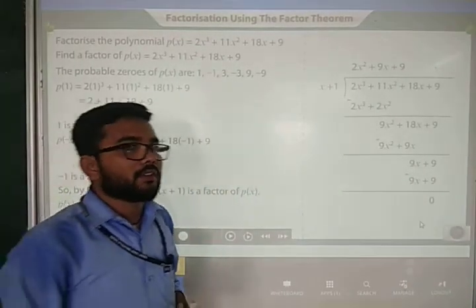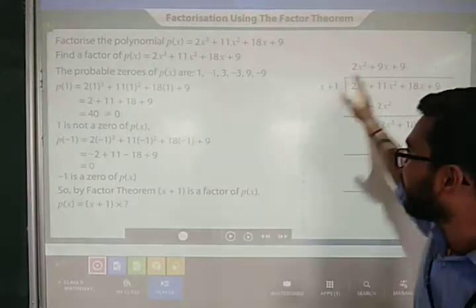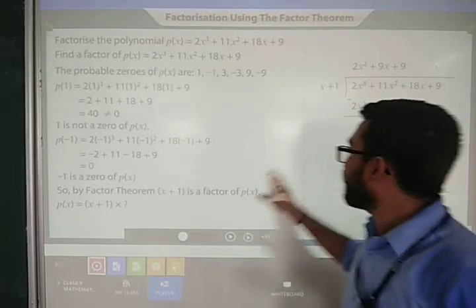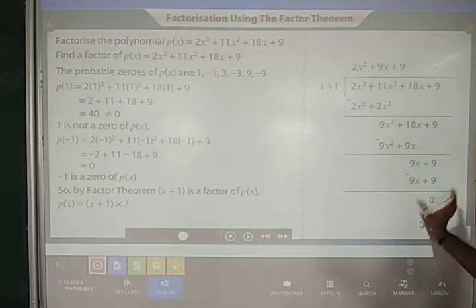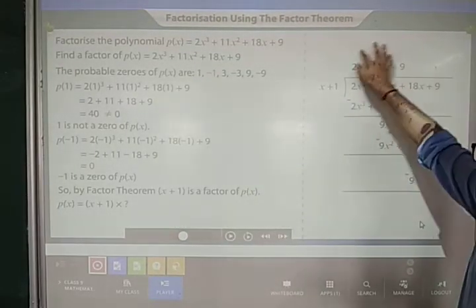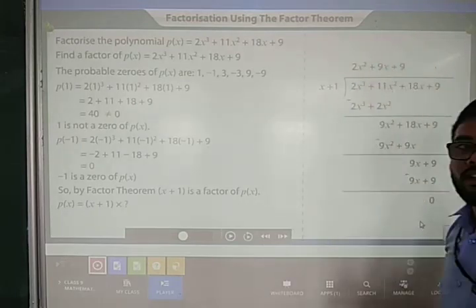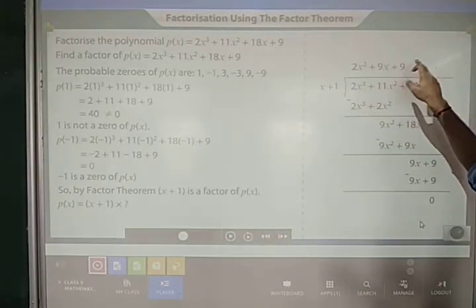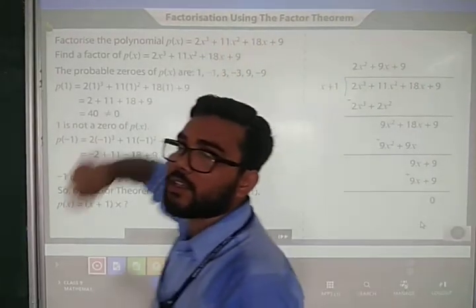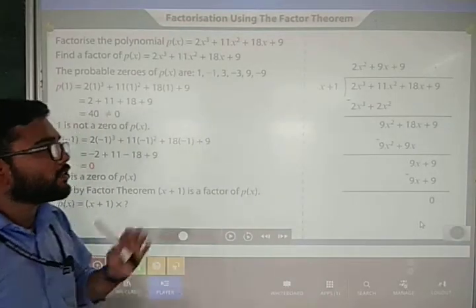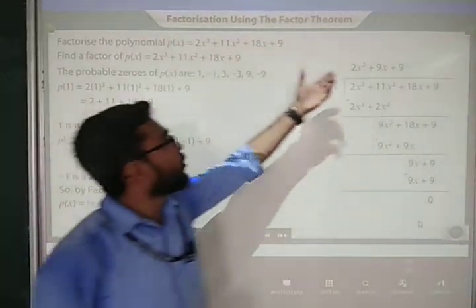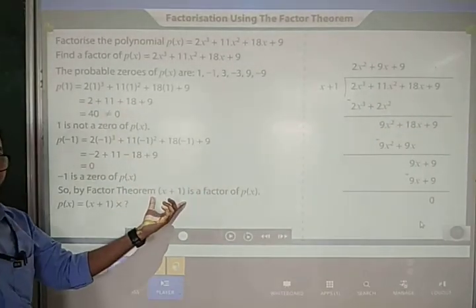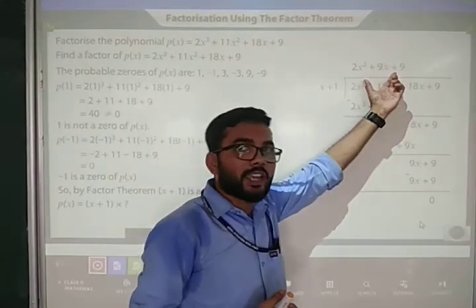You just try to understand that when you divide the given polynomial by the first factor, you will get remainder as 0. It means that the quotient you will obtain will be a quadratic polynomial, and that quadratic polynomial is also a factor of this given cubic polynomial. And as you all know how to find the factors of a quadratic polynomial, this is the first factor, and this quadratic polynomial is the second factor.